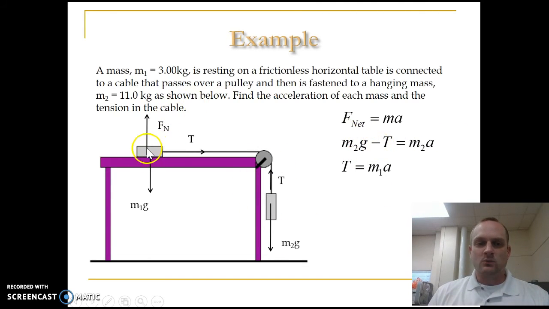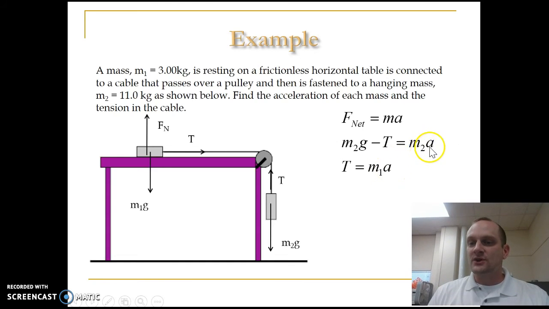Well, what about on mass 1? On mass 1, in the direction of motion, the only force I have is the tension. So the tension is the net force on this object. So tension equals m1a. Now, from here, I'm looking to solve for the acceleration, right? This is the acceleration of object 2, and this is the acceleration of object 1.